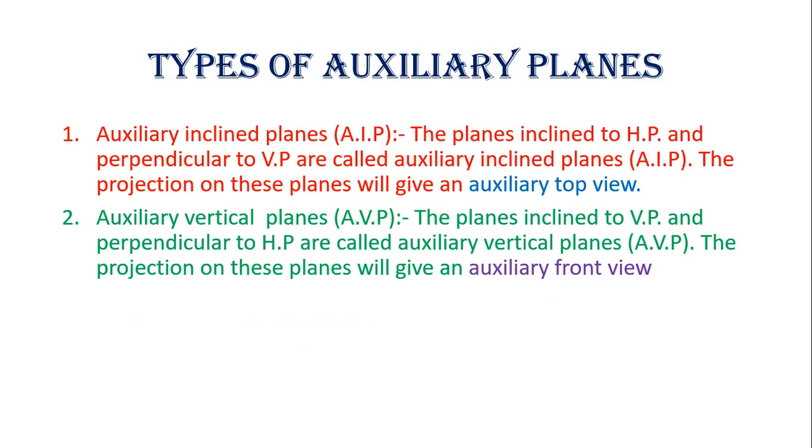The definition of auxiliary inclined plane: the plane which is inclined to HP and perpendicular to VP is called auxiliary inclined plane. The projection on this plane will give an auxiliary top view. That means the AIP will give the auxiliary top view. Auxiliary vertical plane: the plane inclined to VP and perpendicular to HP is called auxiliary vertical plane. The projection on this plane will give an auxiliary front view. That means the projection on AVP will give the auxiliary front view.